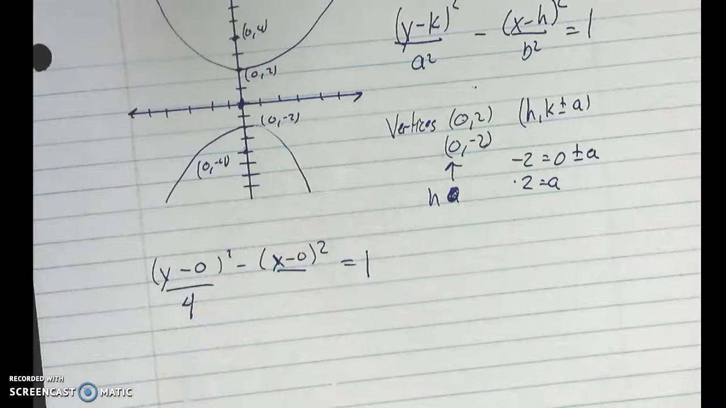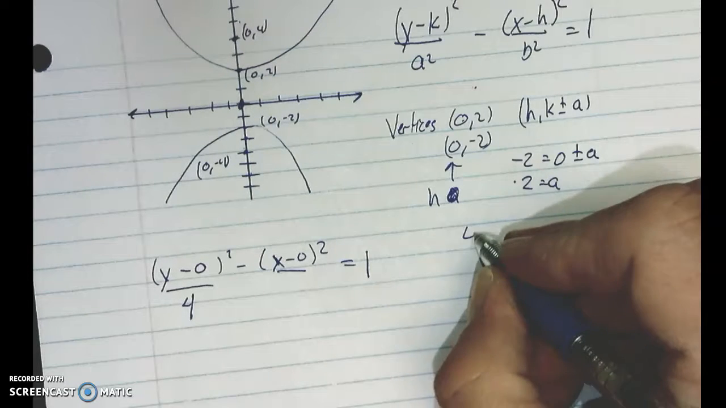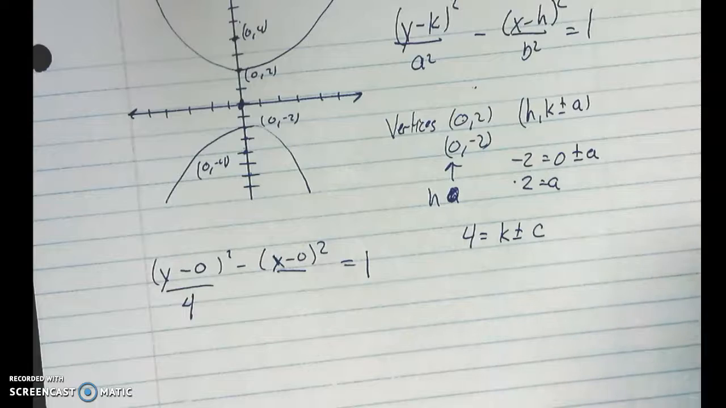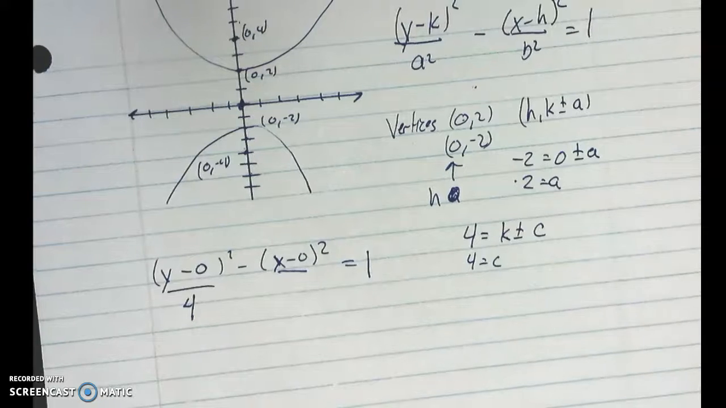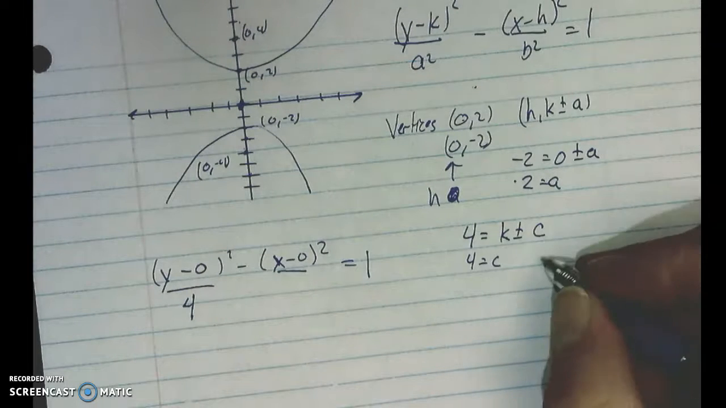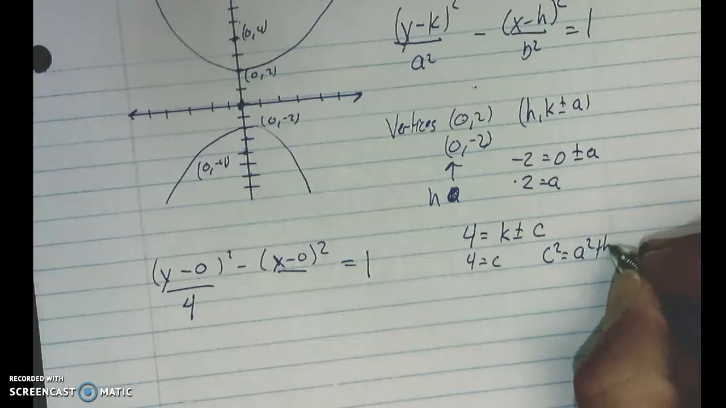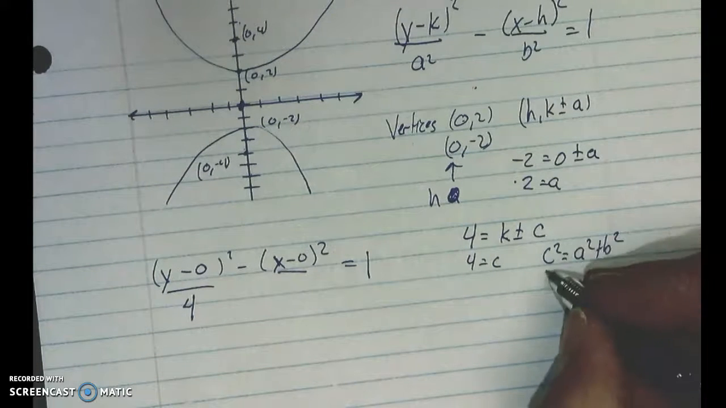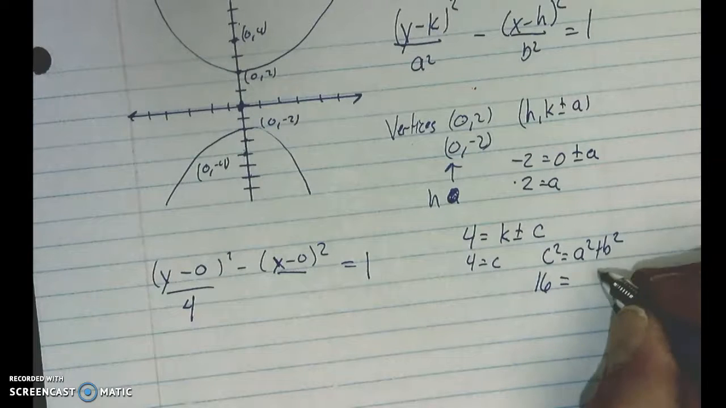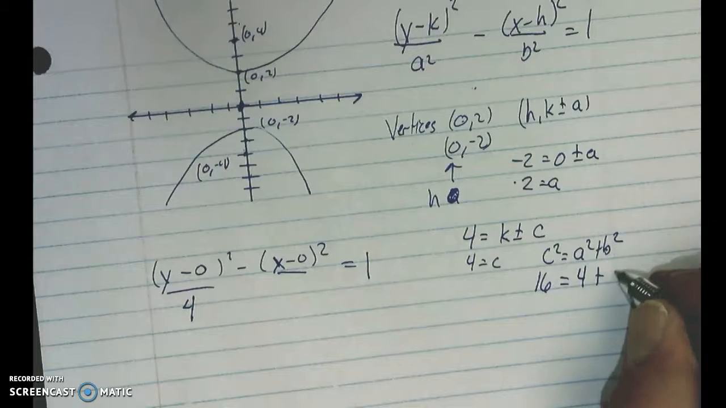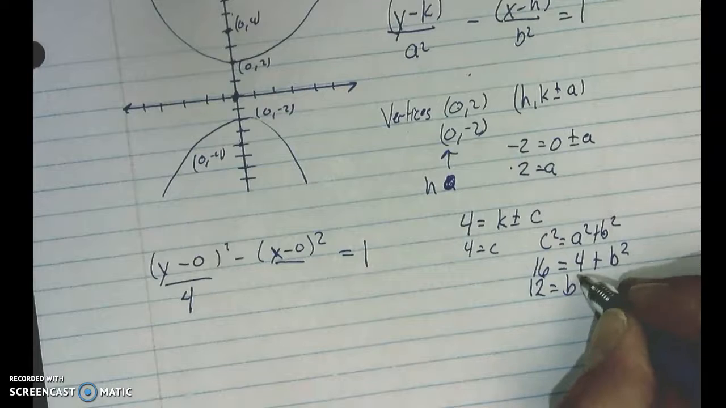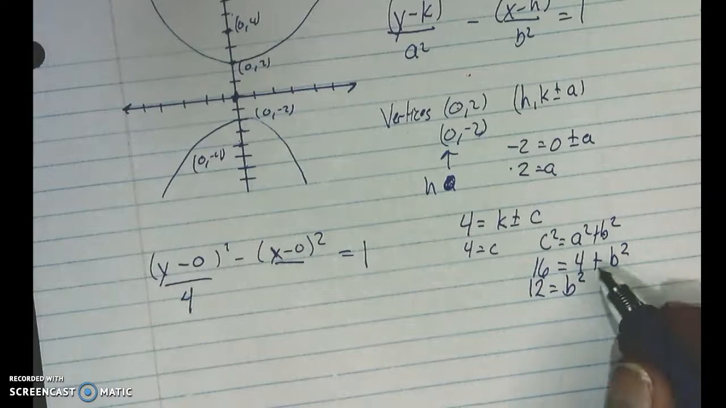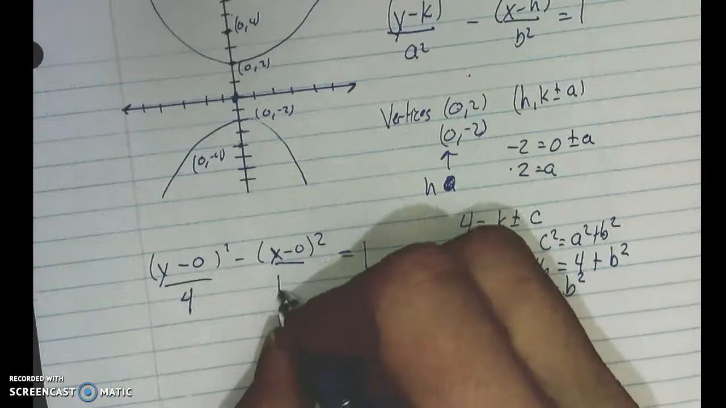So that means I come here. That's 4. All right. Now, our foci, which are these 2 points here, I know that 4 is equal to k plus or minus c, right? Well, if I know that k is 0, that means that c is also equal to 4. So then I can use this formula where it says c squared is equal to a squared plus b squared. So c is 4, so I'm going to have 16, and a is 2, so that's going to be 4 plus b squared. So then I subtract the 4. 12 is equal to b squared. I don't have to find what b is because I'm just looking for b squared. So I'm just going to come over here and put 12 in.